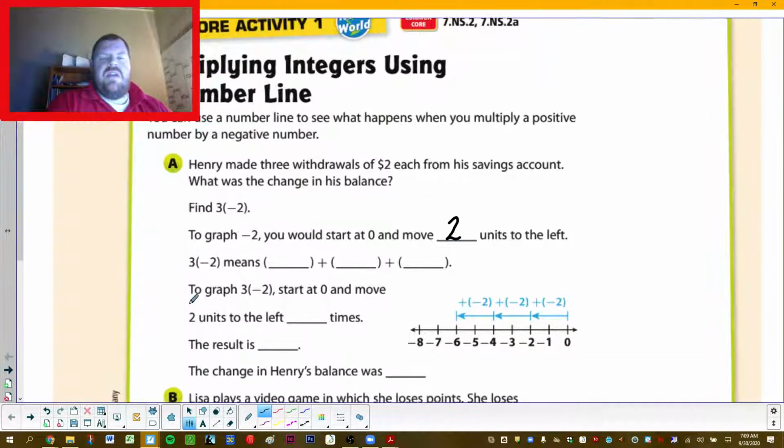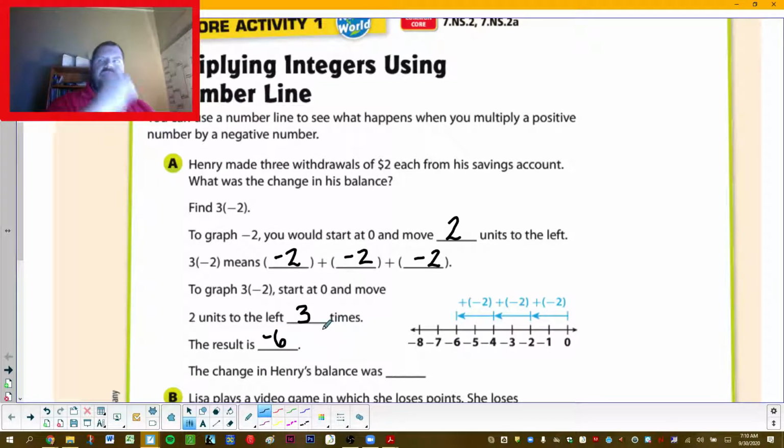But 3 times -2 means that we want to do that 3 times. So we're going to take -2 plus -2 plus -2. That's the same thing as 3 times -2. Okay, so to graph 3 times -2, we start at 0 and move 2 units to the left 3 times. And where do we end up? So we go -2, -2, -2. We end up at -6.